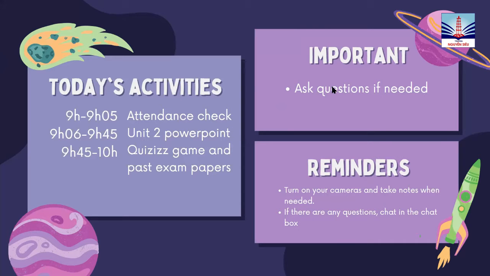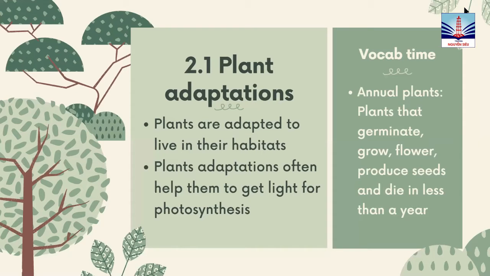First, plants are adapted to live in their own habitats, and the adaptations often help them to get the light for photosynthesis. There is a vocab I want you guys to remember, which is annual plants. Annual plants are plants that germinate, grow, flower, produce seeds, and die in less than a year. Okay, so remember this word because it's going to appear in the next few slides.